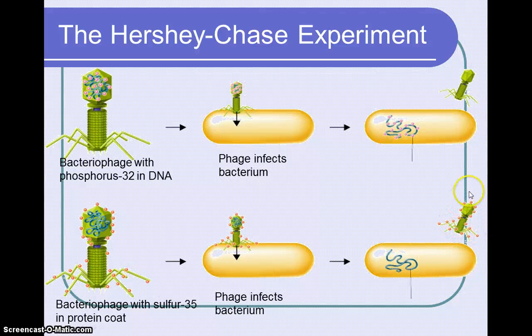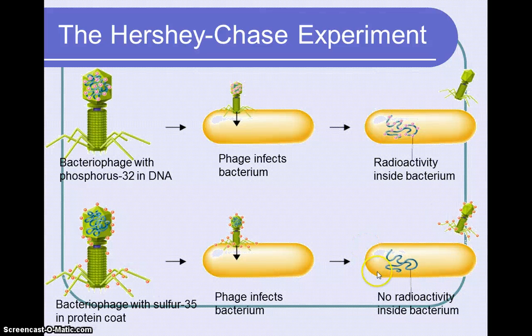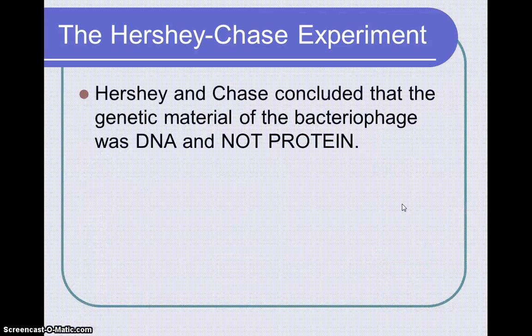The sulfur is still on the outside, so it was not injected. However, the phosphorus was injected. So there was radioactivity inside the bacterium. And this one had no radioactivity inside the bacterium. Hershey and Chase concluded that the genetic material in a bacteriophage was DNA and was not a protein.